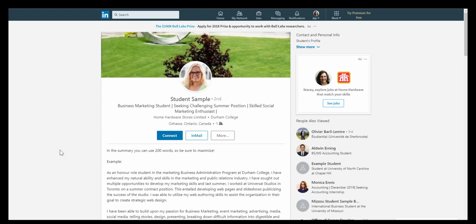So our next step in completing our profile is the headline. Now the headline is this one line right under your name. So to give you some examples, this one, their name is Sample Student. So there's a few different things you can do with the headline. It's a short, memorable professional slogan.